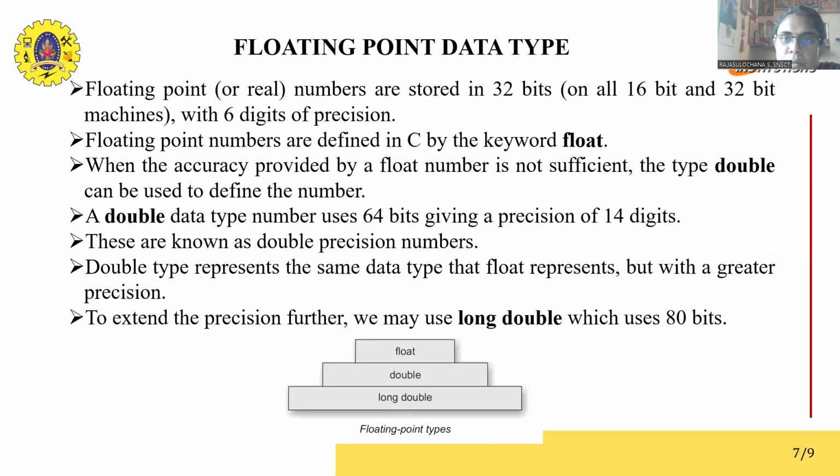So floating point numbers are stored in 32 bits. They are defined in C by using the keyword float. When the accuracy provided by the float number is not sufficient, we will use the data type double. It uses 64 bits, giving a precision of 14 decimals. They are known as double precision numbers. Double type represents the same data type that float represents, but with a greater precision. To extend the precision further, we may use long double, which uses 80 bits.